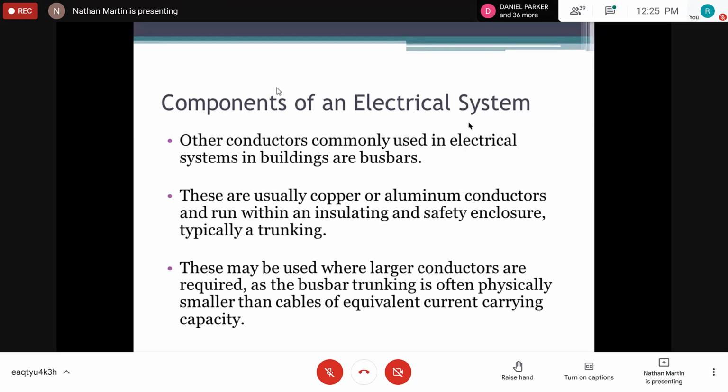These may be used where larger conductors are required, as the bus bar trunking is often physically smaller. So rather than have this whole heap of big SWA cable or large cross-sectional area cables running, they actually use the bus bar trunking, right, for aesthetic purposes. All right, so it's just some bars, rather than having the 3 cables in a SWA or 4 core SWA cable.